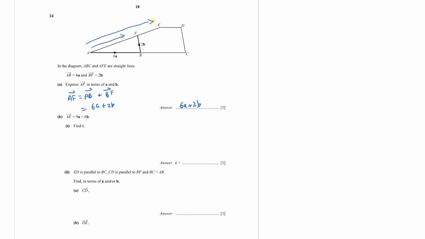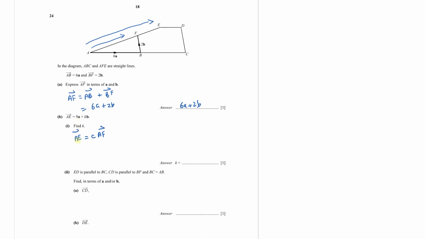Since AFE lie on a straight line, I can write AE in terms of AF. So AE can be written as some constant c multiplied by AF. For example, if AE was twice the length of AF, my constant c would be simply 2. If I multiply 2 with AF, I will get AE. But right now c is unknown. We don't know the length of AE.